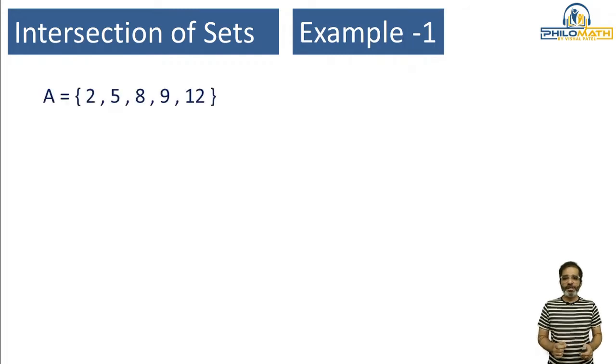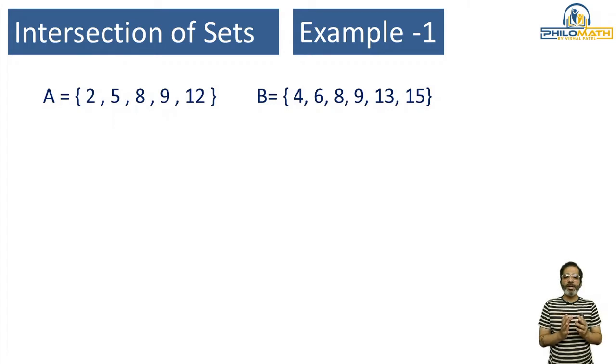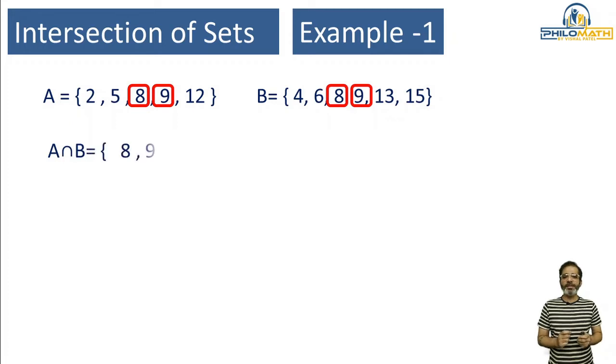So we have two sets A and B. Set A has elements or numbers 2, 5, 8, 9 and 12. And B has numbers 4, 6, 8, 9, 13 and 15. Now what do you mean by intersection of two sets? It means we have to write down a set which has only the common elements from A and B. So what are the common elements from A and B? That is 8 and 9. So we write down that A intersection B is {8, 9}.